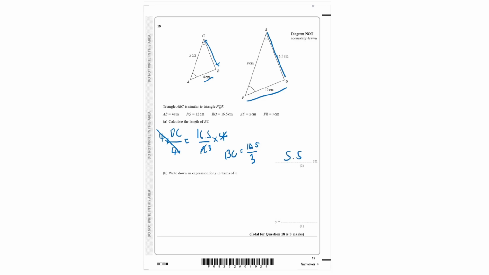And write down an expression for y in terms of x. We can use the exact same rule. We can see that y divided by PQ, which is 12, is equivalent to x divided by 4. Multiply both sides by 12 to remove the denominator. Multiply by 12. This cancels out. So this is simply 3 times x.